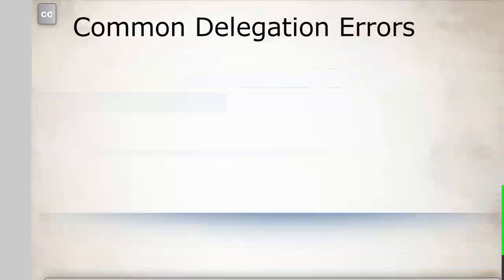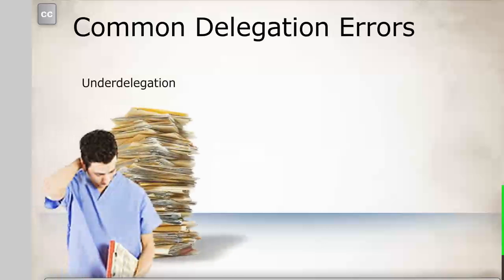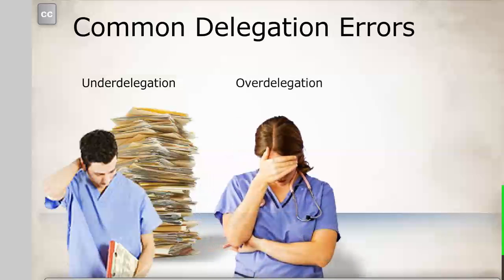There are some common delegation errors. Underdelegation may stem from lack of trust in UAP. It may also occur when nurses think they should be able to do the whole job by themselves. Overdelegation is a second common delegation error. Some managers overdelegate because they are insecure about their own ability to perform a task. Others do not take time to organize work efficiently. In either case, overdelegation increases stress and can decrease productivity among staff.